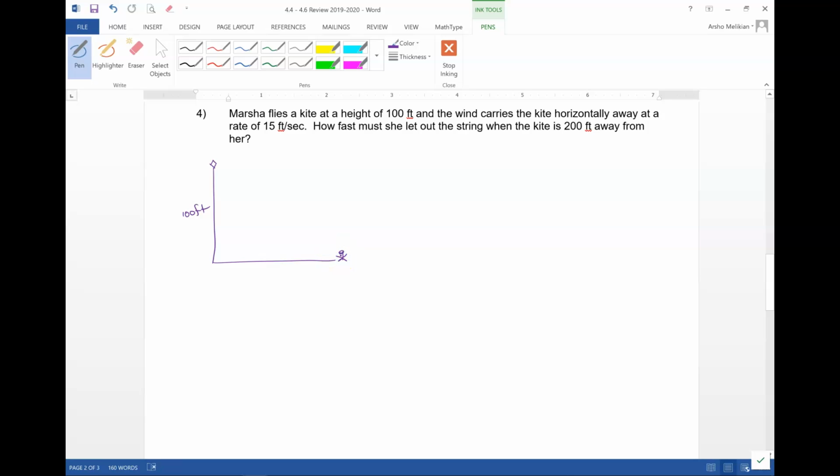Okay, the wind carries the kite horizontally away at a rate of 15 feet per second. And so how fast must she let out the string? So this is the string that she's holding right here. When the kite is 200 feet away from her. So this is the 200 feet.